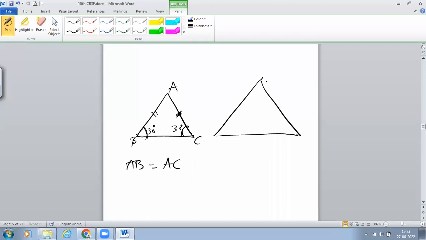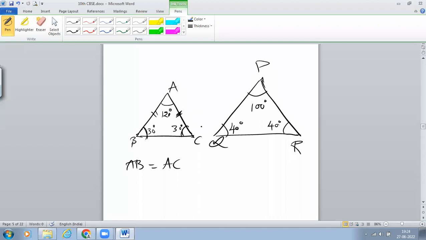And here I'm drawing another isosceles triangle, PQR, where the base angles are 40 degree and 40 degree. Now if these two are 30 and 30, 30 plus 30 is 60, and what is this angle? 120. And what about this one? This angle is 100, because 40 plus 40 is 80, and 80 plus 100 is 180. For any triangle, the sum of all three interior angles is equal to 180.